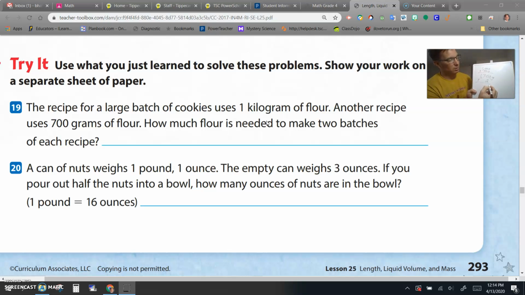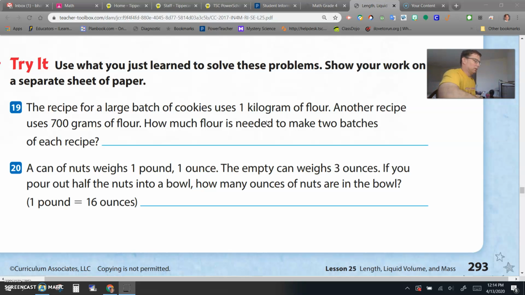2 times 0 is 0. 2 times 0 is 0. 2 times 7, 14. Put down the 4, carry the 1. 2 times 1 is 2, plus 1, 3. So you would need 3,400 grams in order to make 2 batches. Okay, so that's 19. Now number 20.